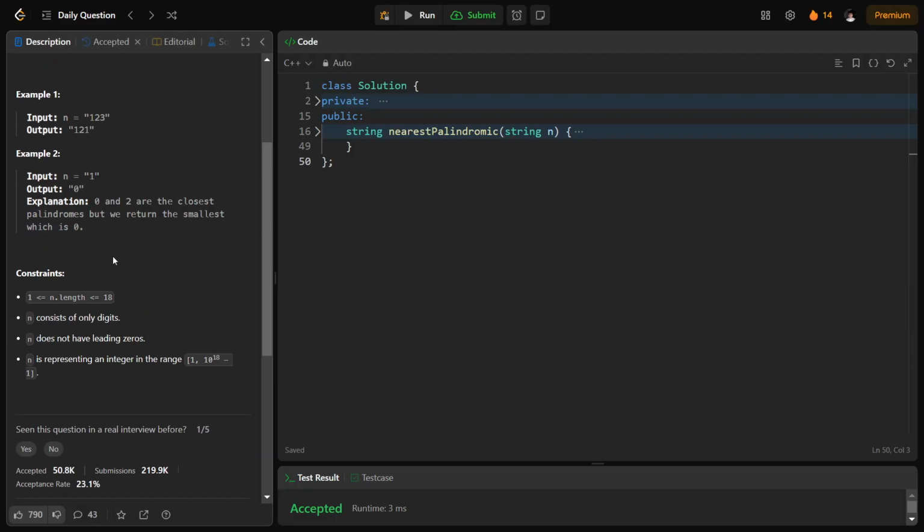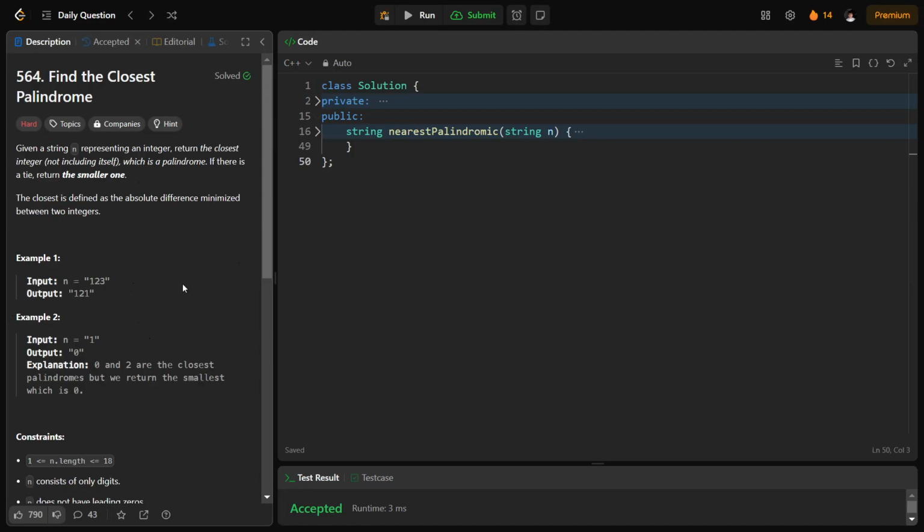So let's look at the constraints. The length is less than 80. n consists only of digits, which is fine. n does not have leading zeros. And n represents an integer in this range. This is the most important constraint. Since I would be doing this in C++, the range is very important, because I know I can store this value in a long integer. Keep that in mind, and before looking at the exact code, let's look at some cases I want to discuss with you in my notebook.